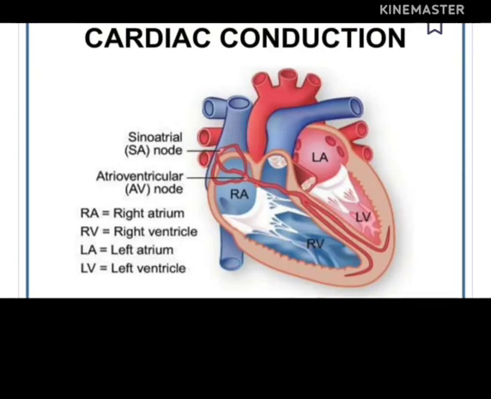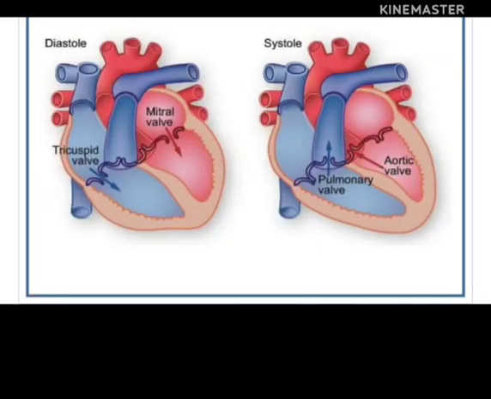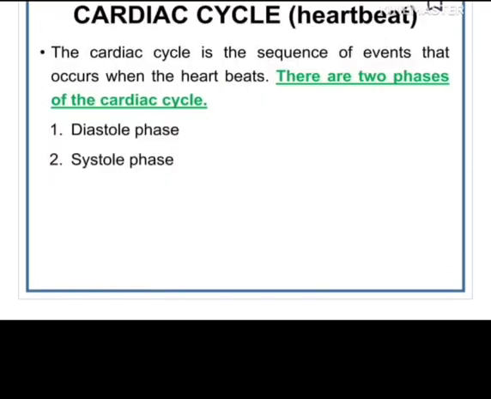RA refers to right atrium, RV is right ventricle, LA left atrium, and LV is left ventricle. So here you can clearly see the different chambers of the heart. So this is systolic and diastolic.